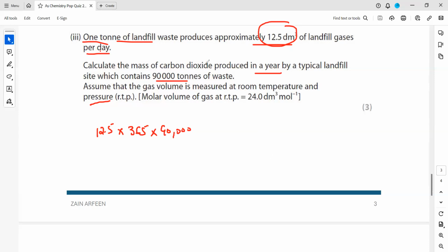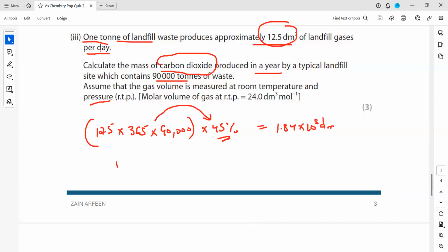And then we want to calculate for carbon dioxide. This is the total gas produced, but 45% of that is carbon dioxide. This is the total volume of gas produced by 90,000 tons of waste in a year. And how much carbon dioxide is there? The carbon dioxide volume is 45% of the total volume, so we'll take 45% of this. This will give us about 1.84 times 10 power 8 dm cube.